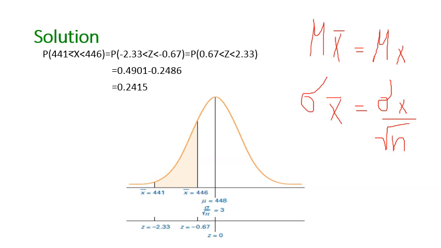So in this problem, the mean of x bar is the same as the mean of x, and we know that the mean of x was 448, and the standard deviation of x bar is the same as the standard deviation of x divided by square root n. So the standard deviation of x bar is just 21 over square root 49.